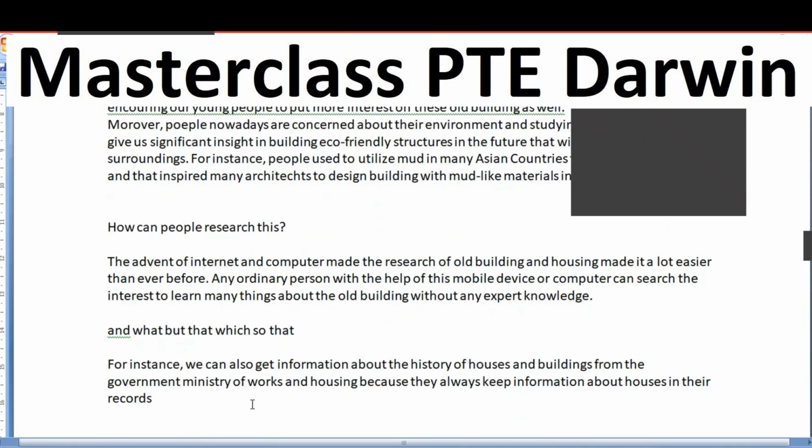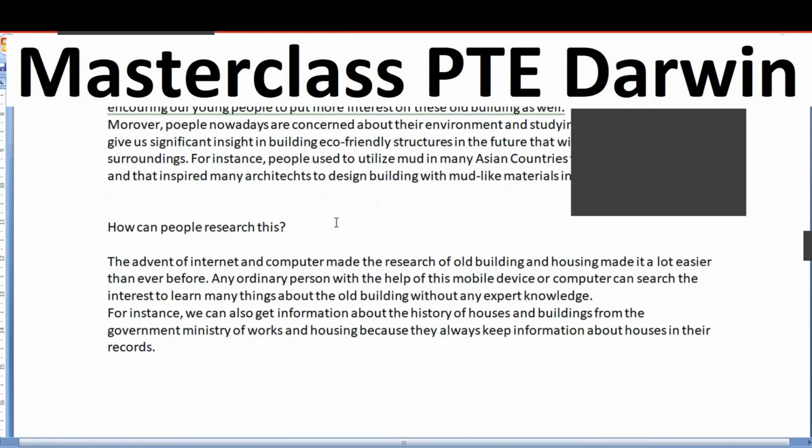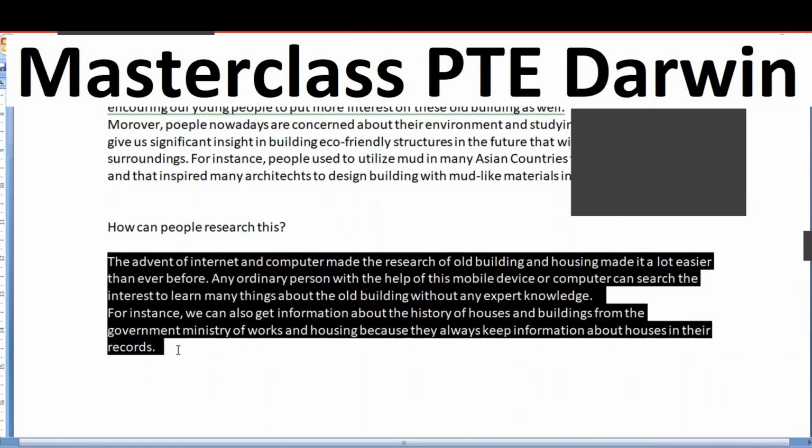For instance, we can also get information about the history of houses and buildings from the government Ministry of Works and Housing, because they always keep information about houses in their records. Yeah, perfect. So you see, you used because. Because is connecting the sentences. It has become a complex sentence automatically as well. Oh, that's good. So our two ideas are also good. If we add this, it's about 82 words.